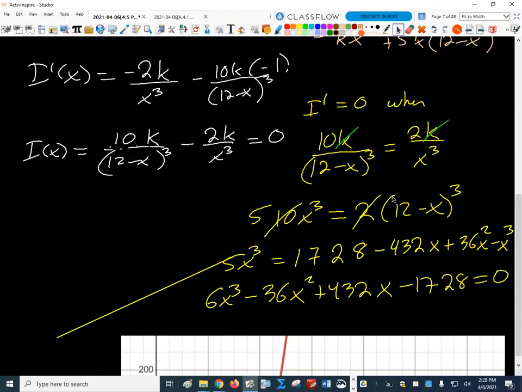How could we have gotten that a little bit quicker when we solved this equation? Right here we have the equation 5x cubed equals the quantity 12 minus x cubed. What could I have done to both sides there to make this a little bit easier? Anybody see anything?